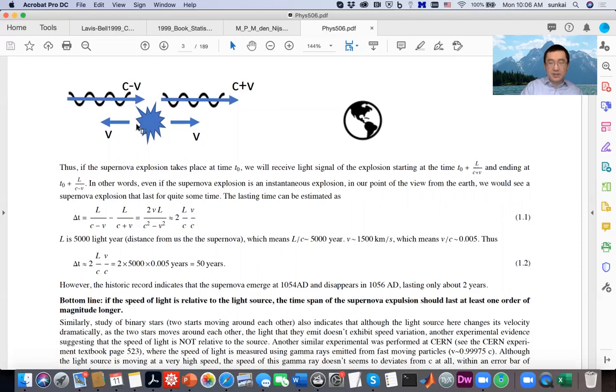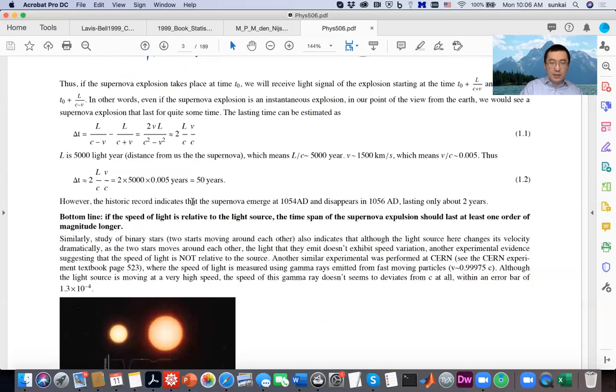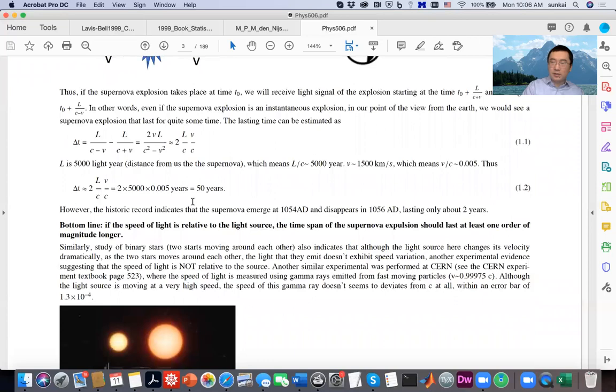So this experiment, or this observation, basically rules out that the speed of light can be defined relative to the light source. Okay, and in addition to this historical experiment, there are also modern experiments of a similar type.